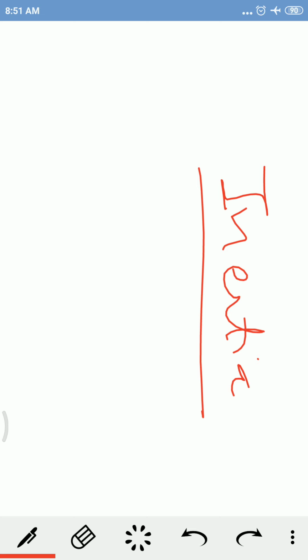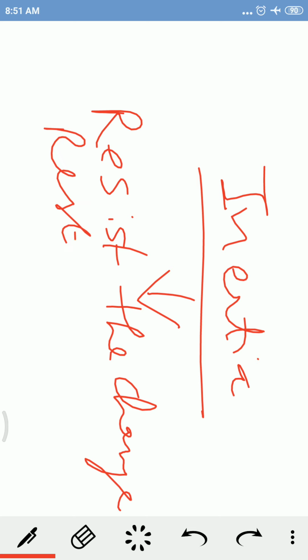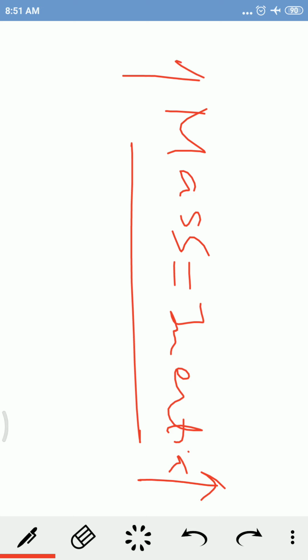Now we have already done inertia in the previous chapters. So what is inertia? Inertia is the tendency to resist the change in the state of rest or motion. So we can say that the mass of an object is the measure of its inertia. And if inertia is greater, then the mass will also be greater.